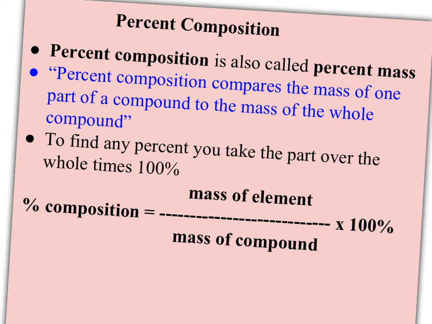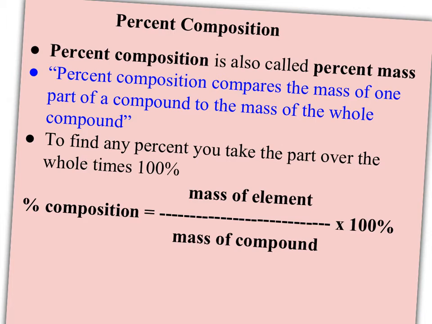Welcome. This video is going to take a look at something called percent composition, which is also called percent by mass. You can also have percent composition by volume, and then we cleverly call it percent volume or percent by volume. But percent composition is always comparing the mass of one part of a compound to the mass of the whole compound, or again with volume, we'd be comparing the volume of one part compared to the volume of the whole compound.